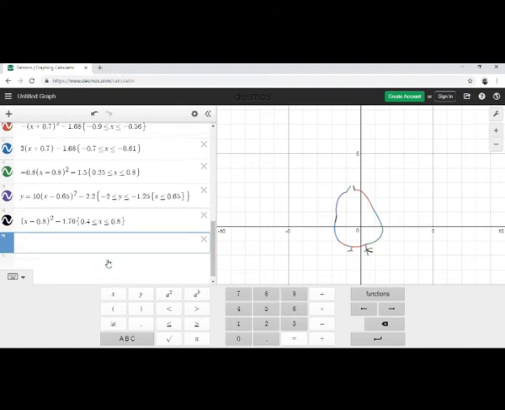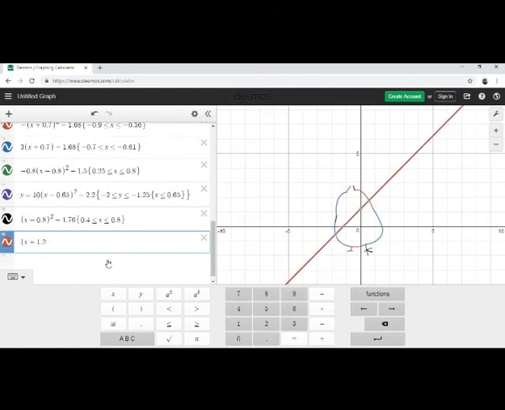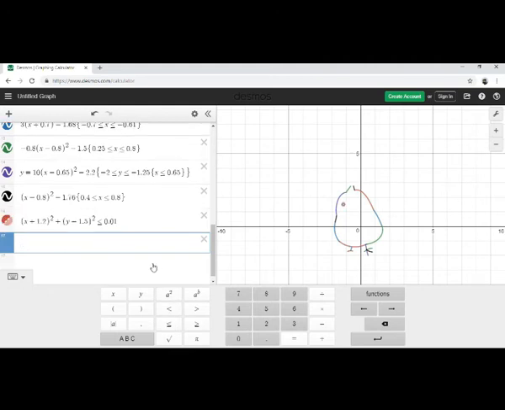(x + 1.2)² + (y − 1.5)² ≤ 0.01. (x + 0.15)² + (y − 1.6)² ≤ 0.1.